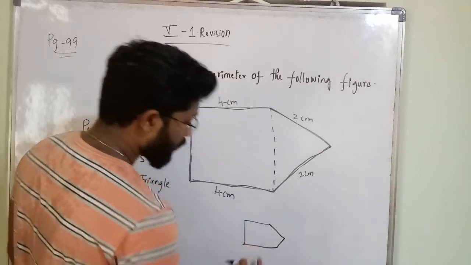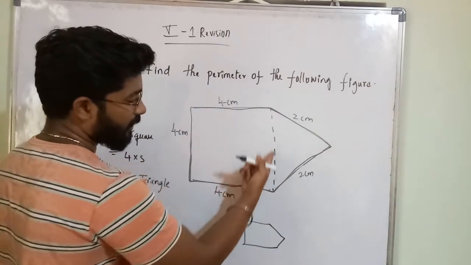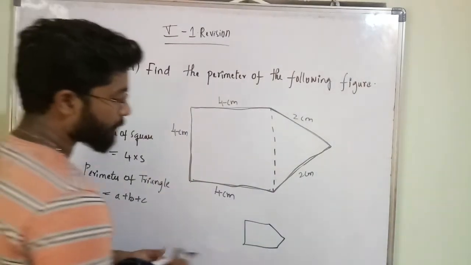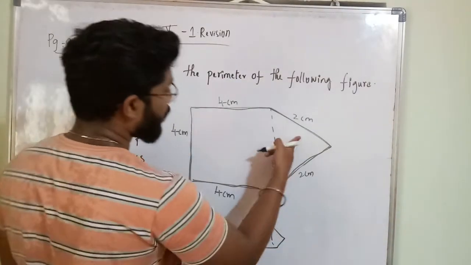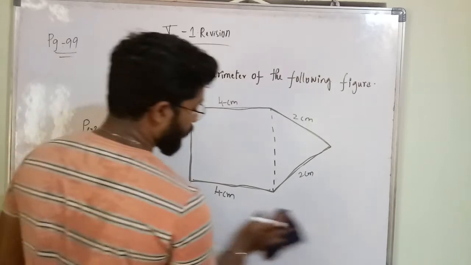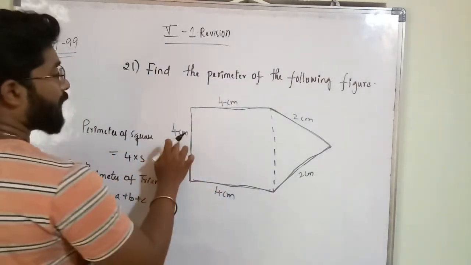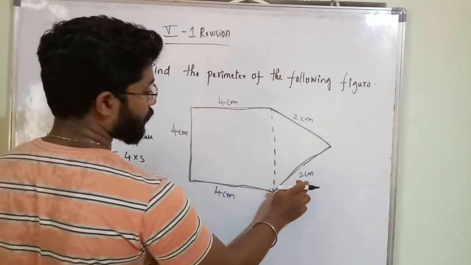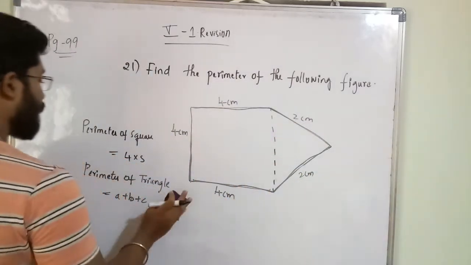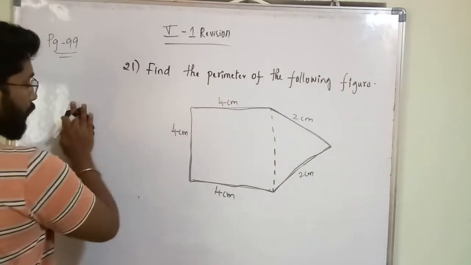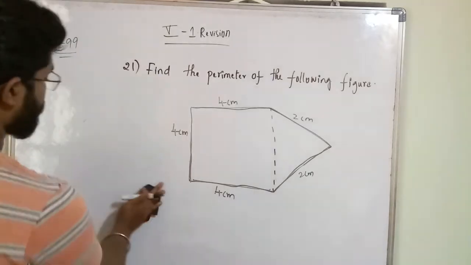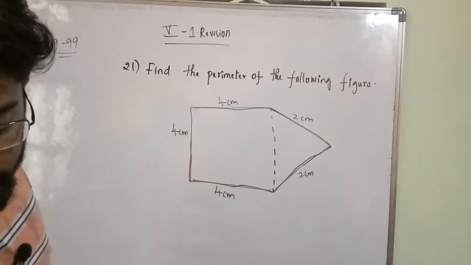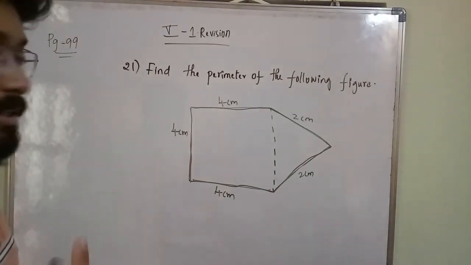Okay, so for your understanding he has divided it into two shapes like this, so that one will be a triangle, one will be a square. So directly add this. 4 plus 4 is 8, 8 plus 2 is 10, 10 plus 2 is 12, 12 plus 4 is 16. That is the perimeter. Or else, he has given here that the figure is divided into two shapes. Find the sum of the perimeters of these two shapes.